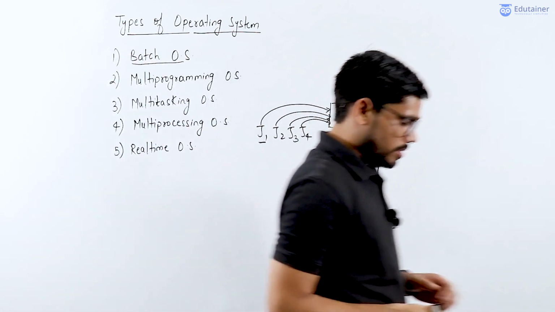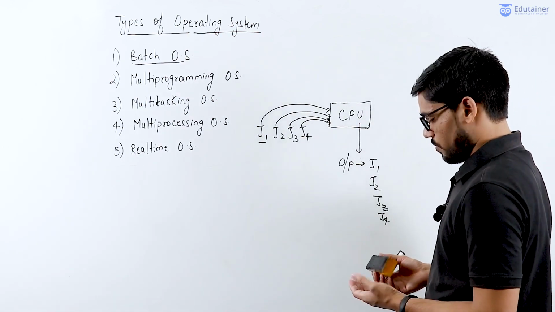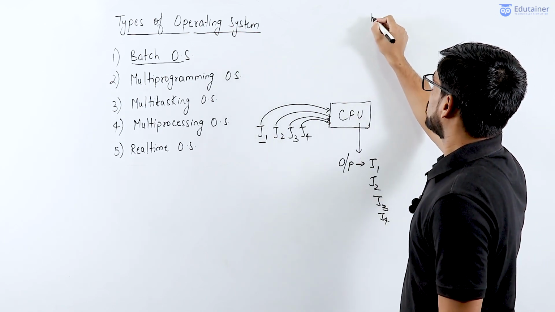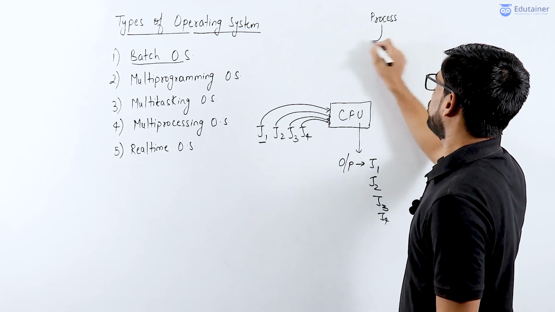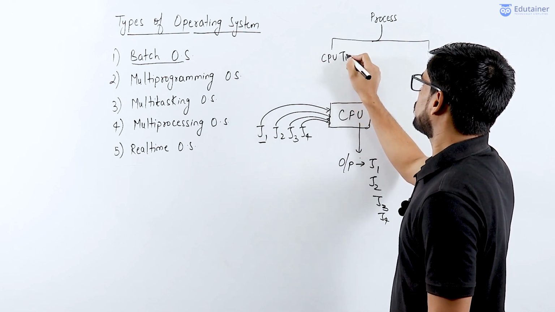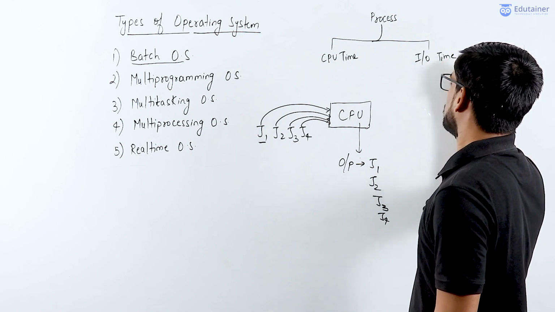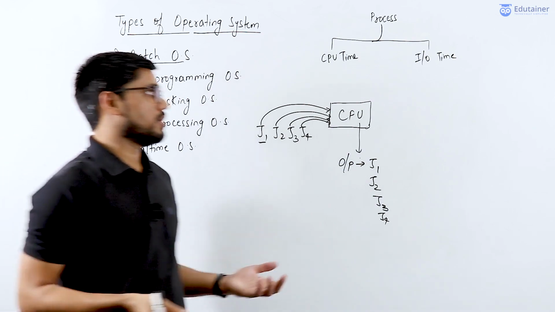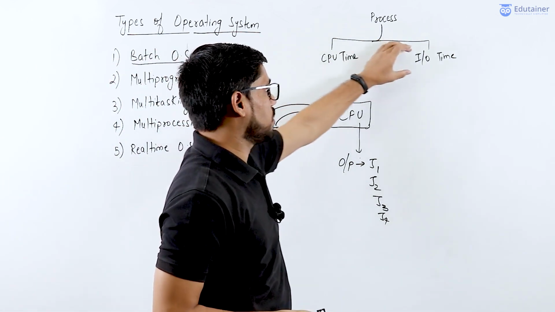So using batch operating system, there is one problem. The problem is, let's say every process or job will have two times. One is CPU time and the other is input output time. So every process or every program you want to run will have these two times: first is CPU time and the next one is IO time.